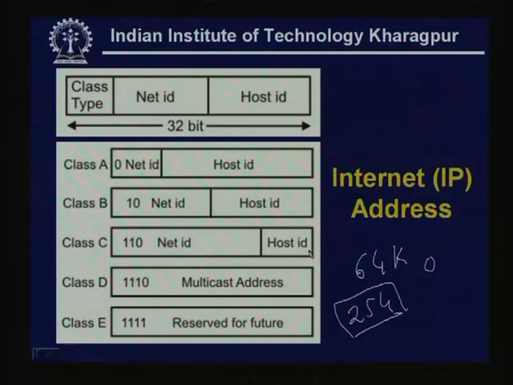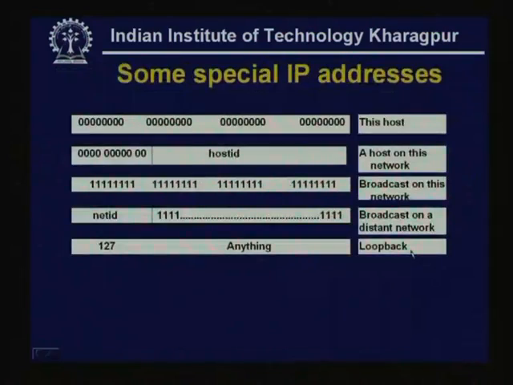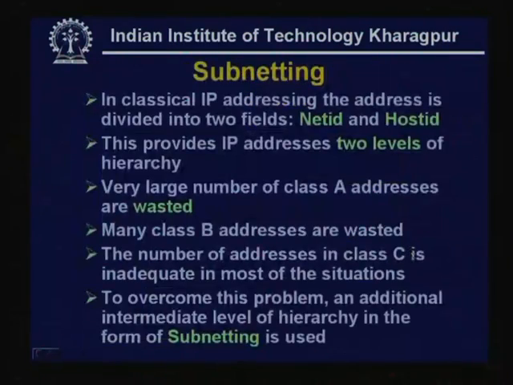So, to begin with, if you start with class C, after some time it may not be adequate, so you have to apply for another address. This problem can be avoided by introducing an intermediate level of hierarchy in the form of subnetting. So, what is being done in subnetting?